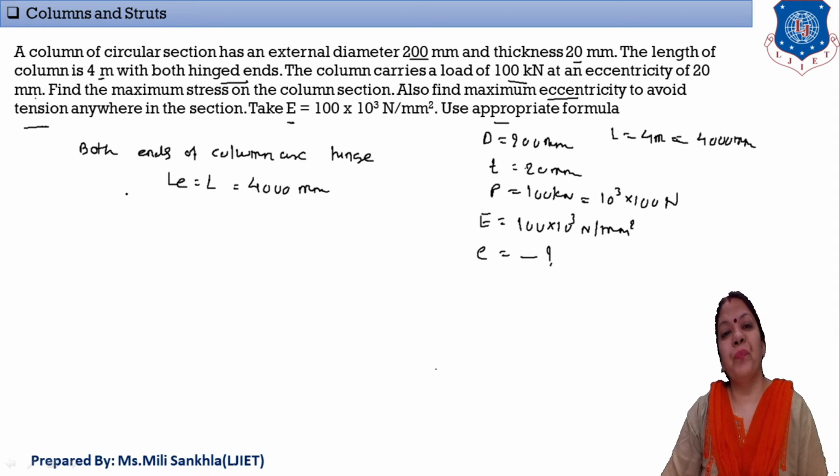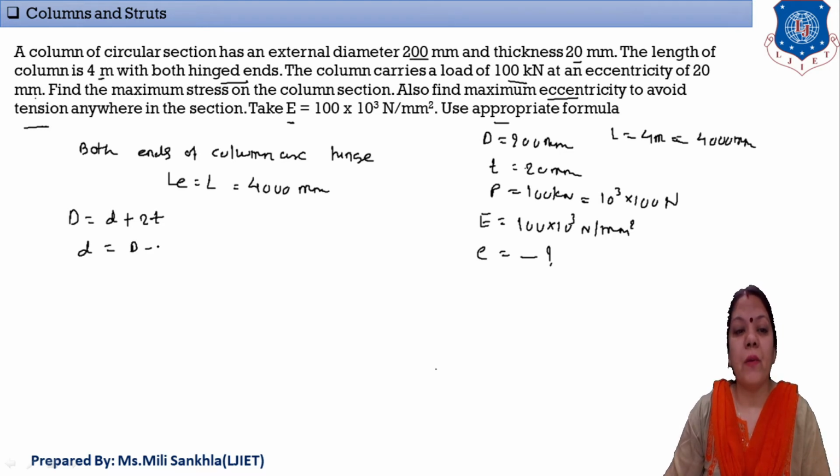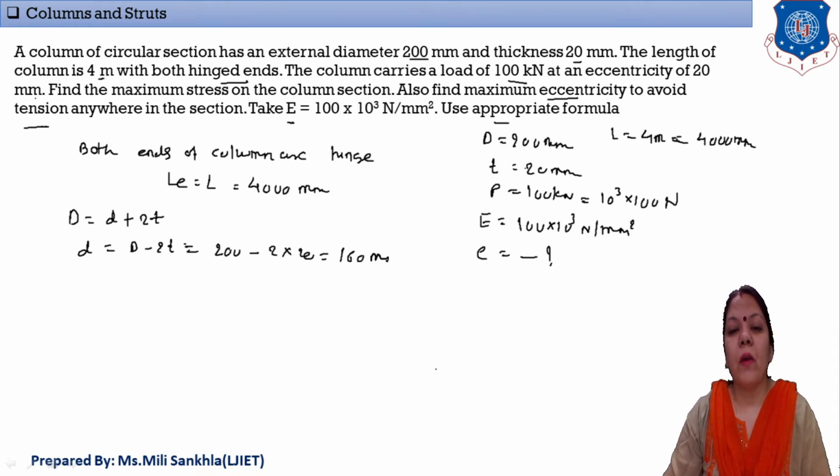Now next, one by one we find the area and inertia, but here the internal diameter is not given. So first of all, we find the internal diameter. What is the equation of capital D? Capital D is equal to small d plus 2 times thickness. Now here we find small d, so d is equal to capital D minus 2t, that is equal to 200 minus 2 into thickness 20, and that is equal to 160 mm. Clear? Now we find the other values one by one.